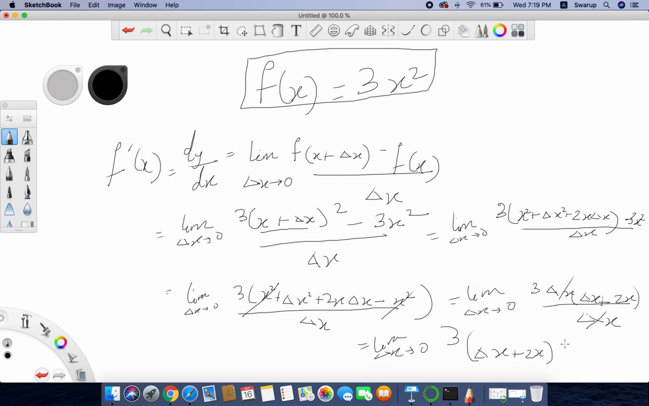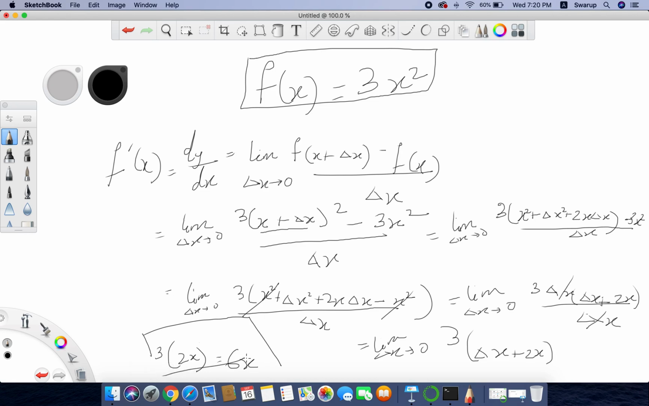So here what we are getting right now is limit of f of x, which is nothing but 3 of delta x plus 2x. We can also write it in this format, that is 3 of 2x equals 6x. Just bringing everything to the left side, it's like 3 into 2x equals 6x. That is 3 into 2, that is 6, and 3 of delta x goes away. So 3 of 2x equals 6x. This is what we are getting out of this.